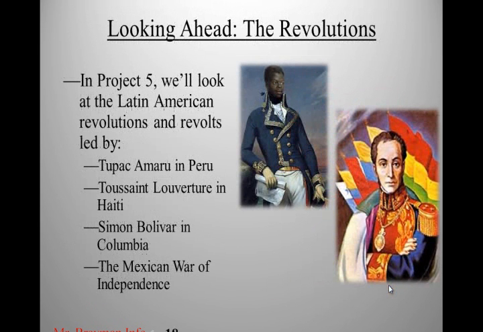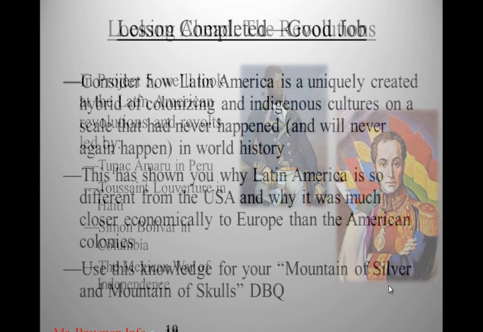So like I said, in Project 5, we'll look at the Latin American revolutions and revolts led by people like Tupac Amaru in Peru, and Toussaint Louverture in Haiti, right? The first African American revolution and the first freeing of the slaves, Simón Bolívar in Colombia, and the Mexican War of Independence. So that's the next step, is to see how Latin America completely breaks away from Europe.